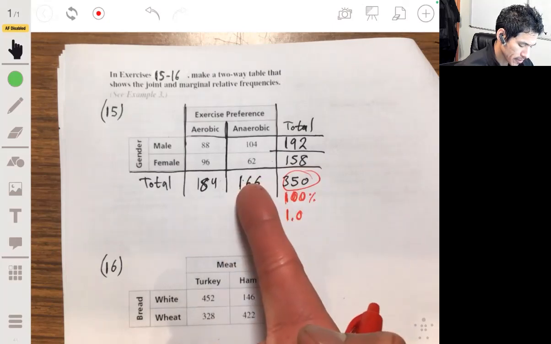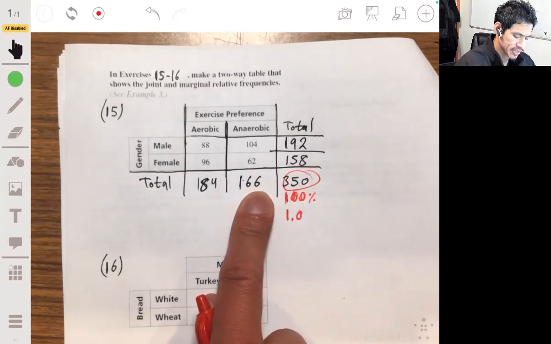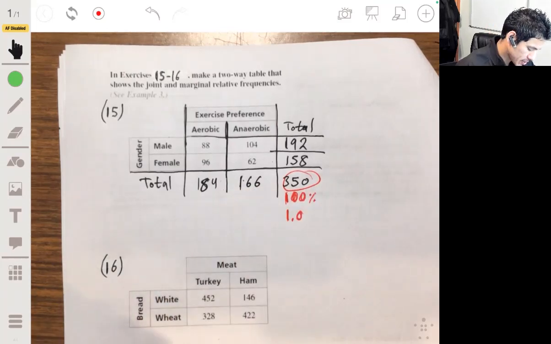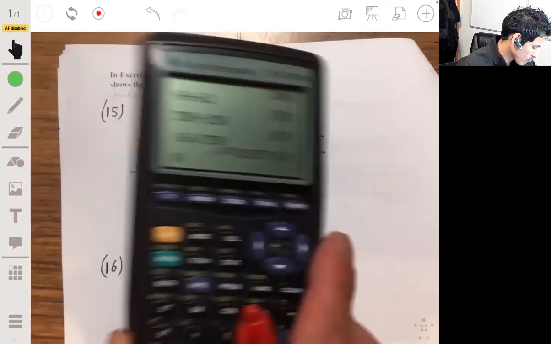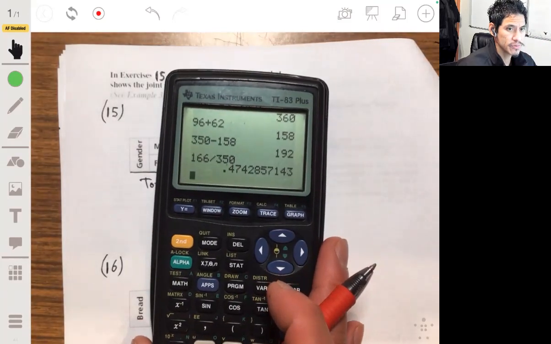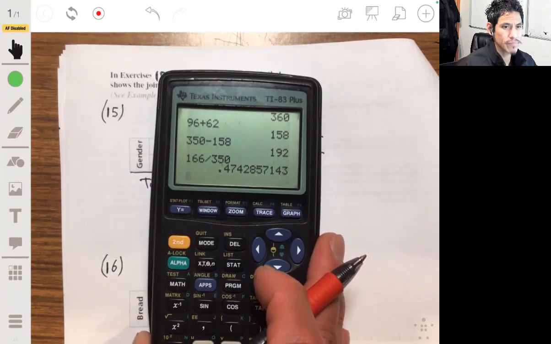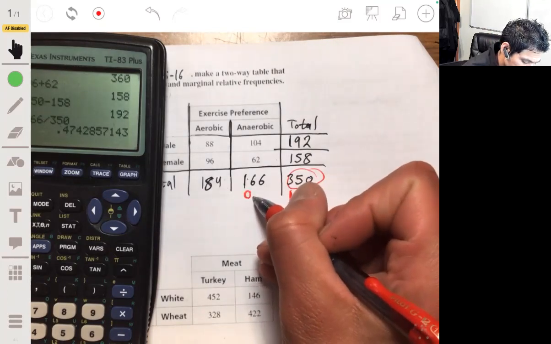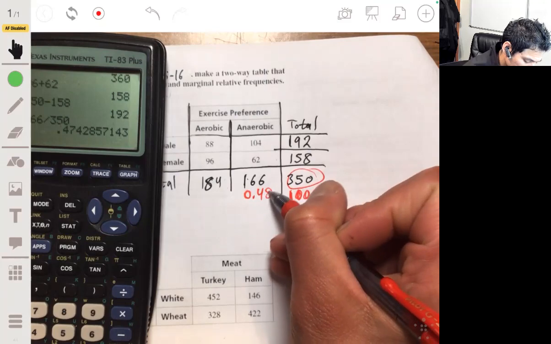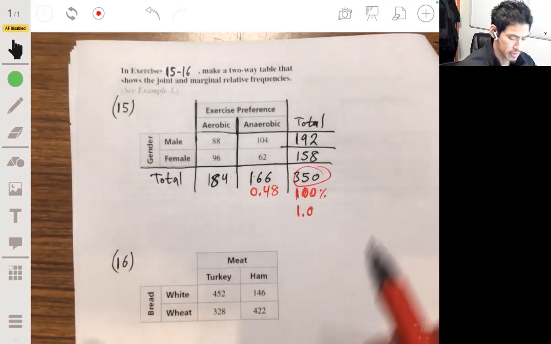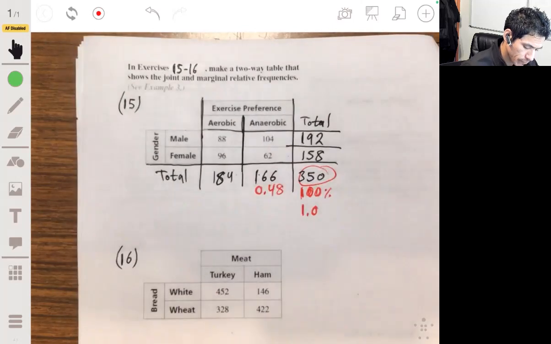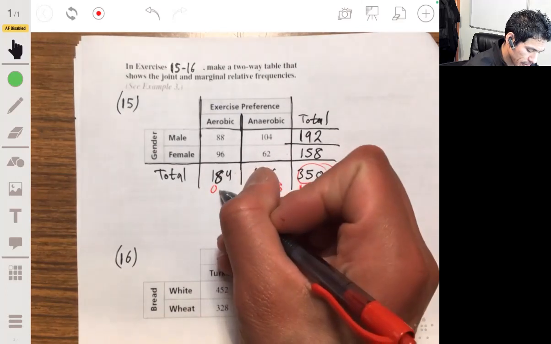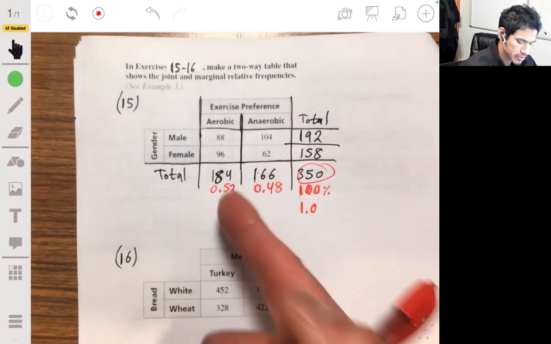So let's look at what would go here. 166 is what percent of 350? So we just divide 166 by 350. We get about 47.42, which is about 48%. And actually I changed my mind because I want to make sure I don't confuse you guys. They're going to want a decimal. So 0.48 will go here. Now, since we rounded, this would have to be whatever you add to get 1 or 100%. So 0.52.